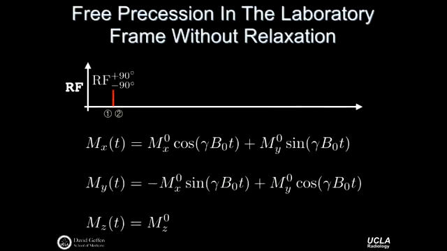Paying attention to just the last 3 things first, these are the expressions that we ended up with. It told us that the Mx component of the bulk magnetization depended on the initial x condition, the initial y condition, and then was a function of cosine and sine. And the My was similar but had some different signs and cosines and negative signs associated with it. And under these conditions of no relaxation, Mz as a function of time was just a constant.